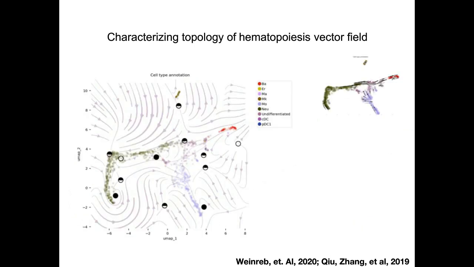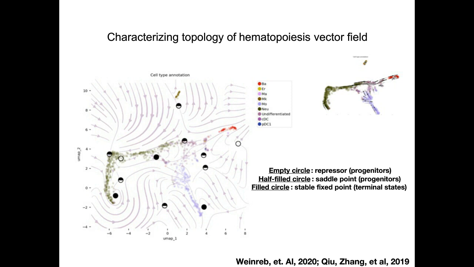So then we take just samples of RNA velocity and learn the vector field function on the entire space. And then once we get the vector field function, we can calculate the fixed points. In this system, we have three different types of fixed points, including the empty circles, which may correspond to the repressor or the unstable progenitors. And then the half-filled circles, just saddle points, also corresponding to the progenitors. And then the filled circles, just a stable fixed point.